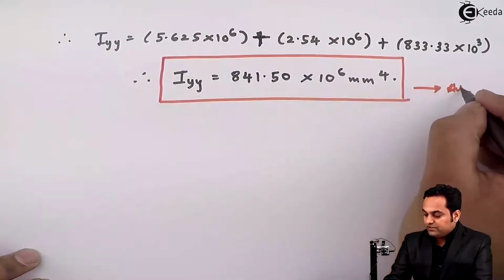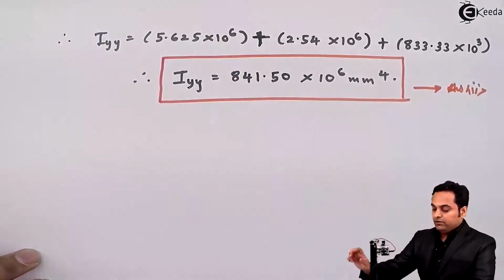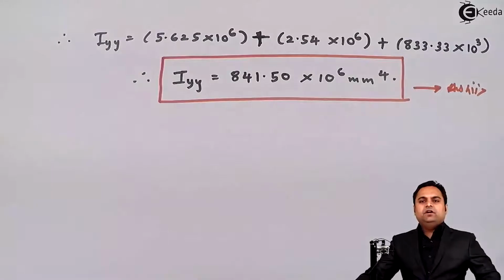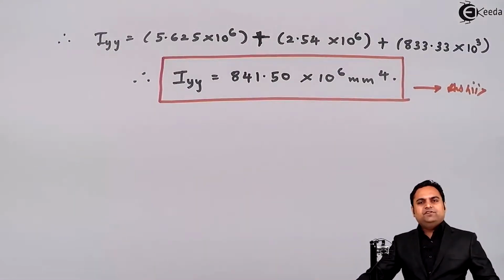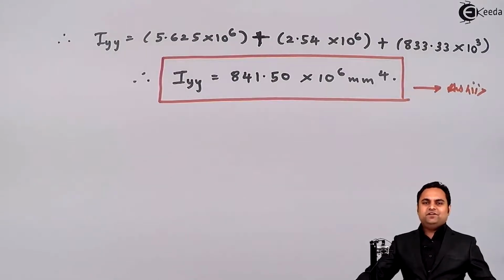So this is the second answer. So here in this video we have seen how to calculate the moment of inertia about the centroidal axis for the given channel section, and with this we complete the question.